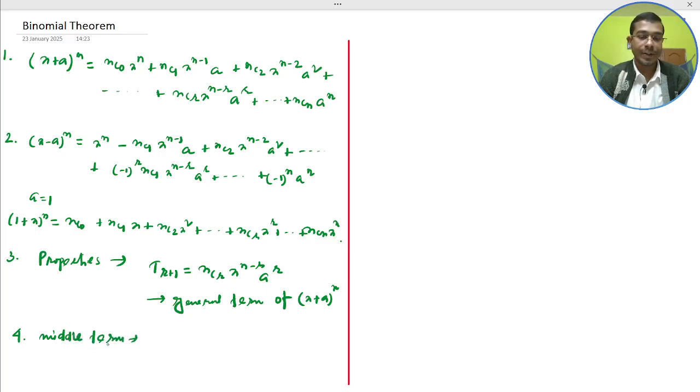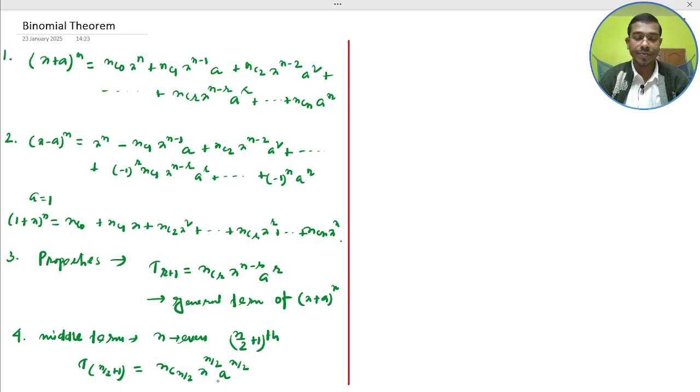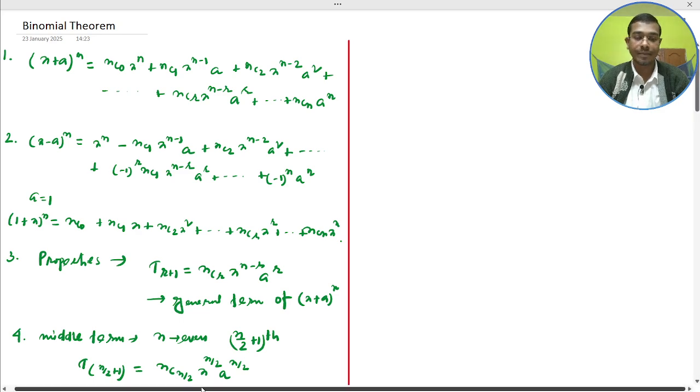For the middle term of (x plus a) to the power n, there are 2 cases. First of all, if n is even, then the expansion has one middle term, that is the (n by 2 plus 1)th term. So T(n by 2 plus 1) is equal to nC(n by 2) x to the power n by 2 a to the power n by 2. This is the middle term when n is even.